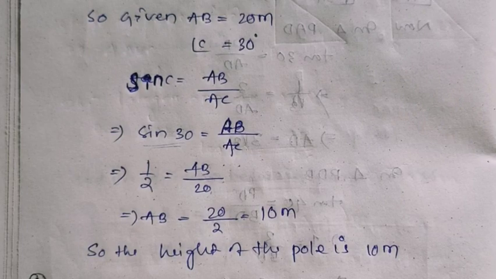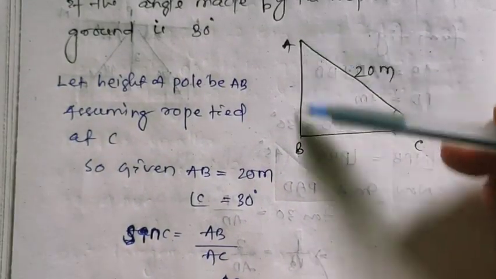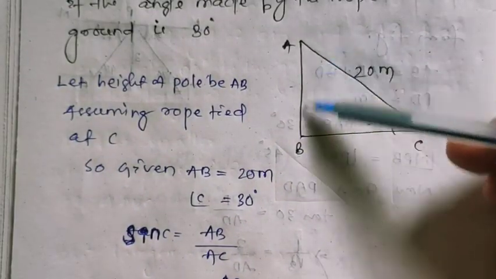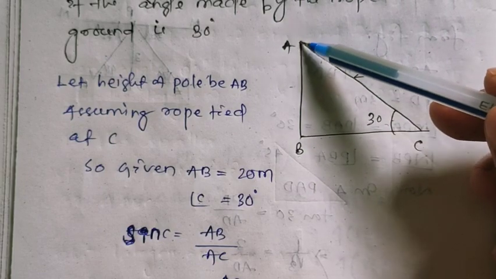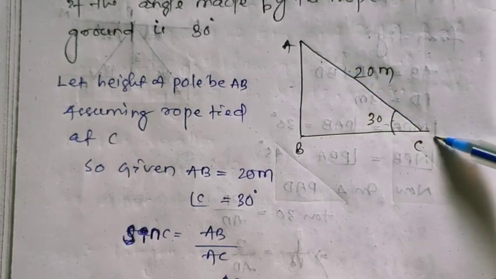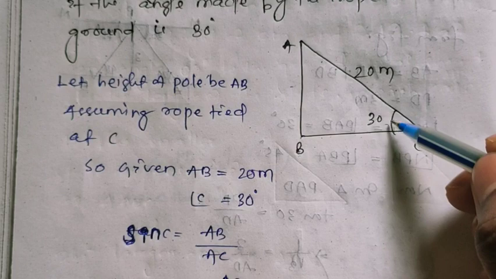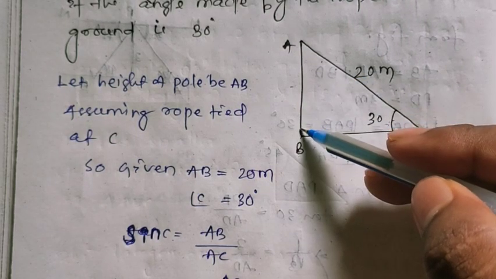Okay, first of all, I'll revise question number 1 again. It is given that AB is a pole and an artist of the circus is hanging at a rope whose length is 20 meters, and it is tied to the ground with an angle of elevation 30 degrees. Understand? We have to find out the length of the pole.